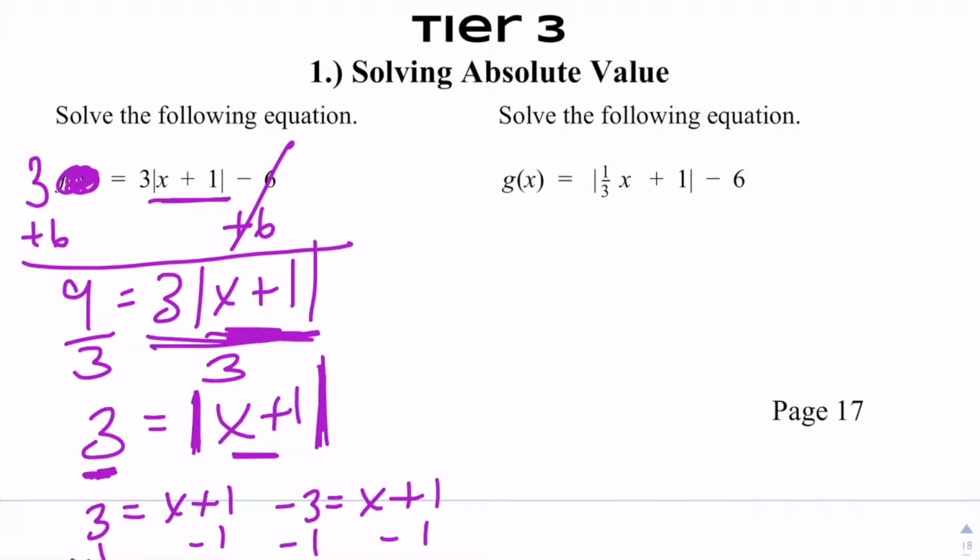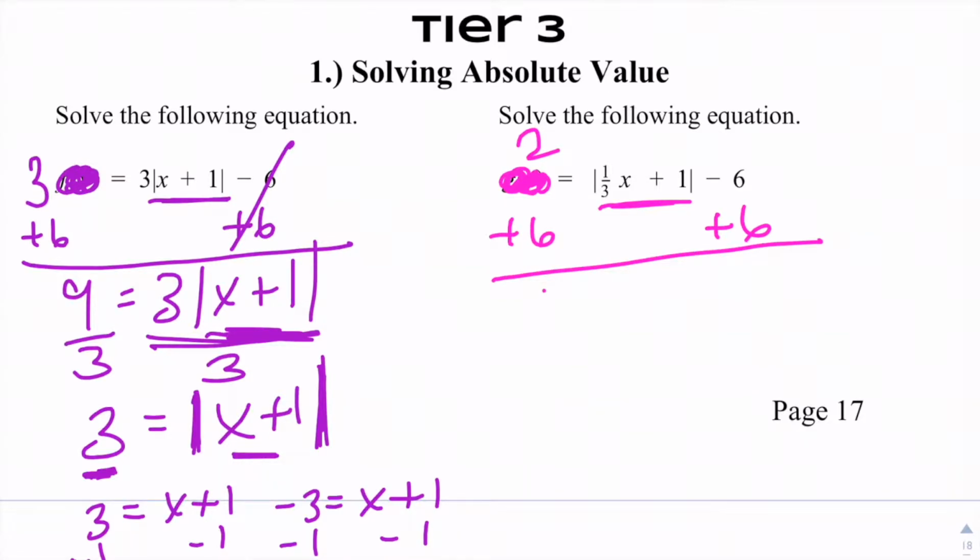So I again made a little mistake here. I forgot to put a number over on this side of the absolute value equation, so I'm going to get rid of that g of x. I'm just going to put a 2 there. So I want to isolate now the absolute value expression, and I do that by adding 6 to both sides. Now I get 8 equals the absolute value of 1/3 times x plus 1.